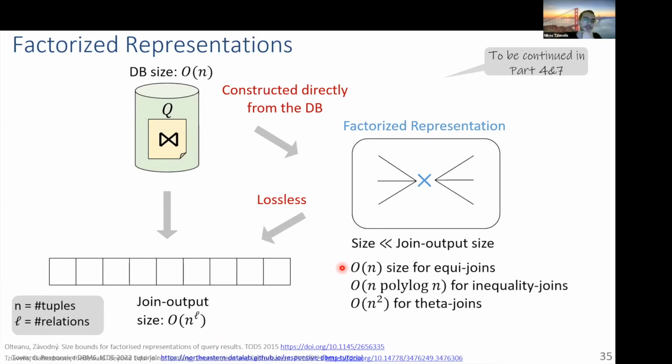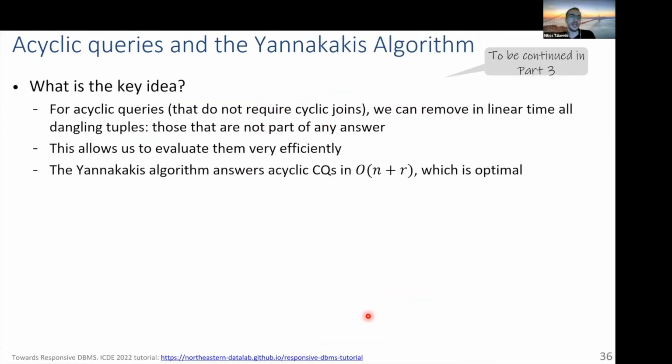And we will also look at constructions that can do something similar for inequality joins by only increasing the size by some polylogarithmic factor. And for general theta joins, it's going to be quadratic. The next topic we will be looking at is acyclic queries and the Yannakakis algorithm. So what is this about?